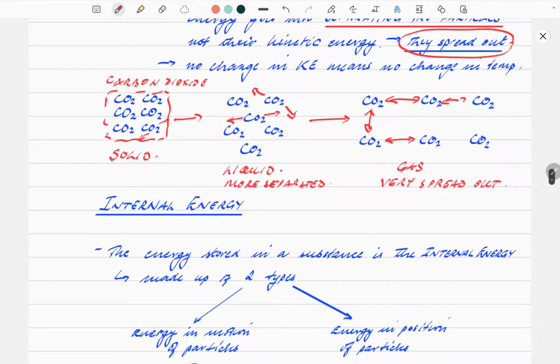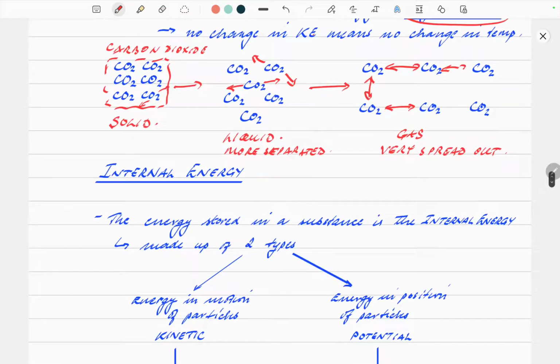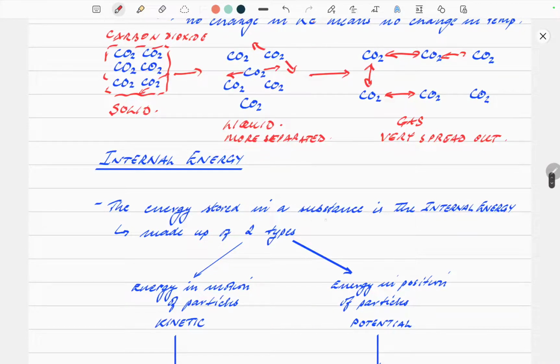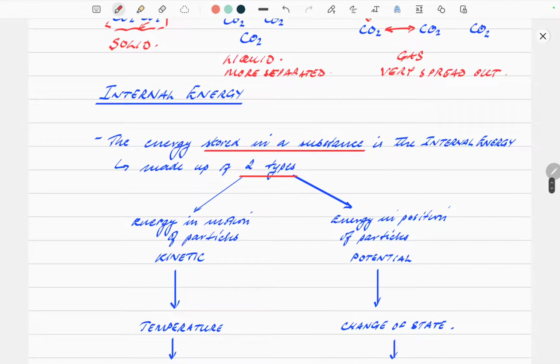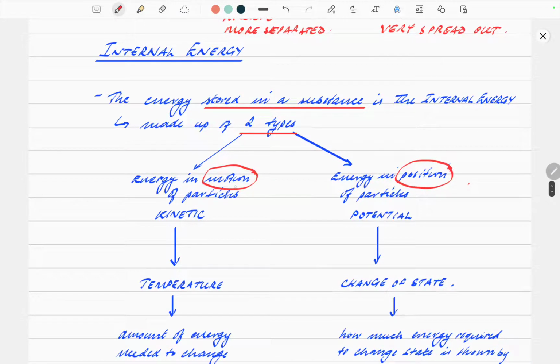Now to explain this, okay, the whole thing is explained in terms of internal energy. The energy stored in a substance, all right, is in the internal energy. It's in two forms, right? Two types. And one is energy in motion, energy in position, all right? The one in motion, the particles, when they're moving around, they have kinetic energy, all right? But the position is referred to as their potential energy, right? Relative to other particles.